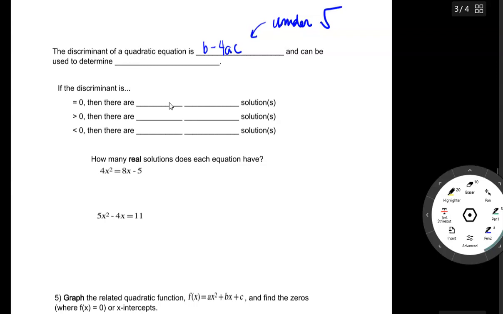That should say under the square root in the quadratic formula. You can write that all out with the stylus. It's a little tricky. Okay. And it can be used to determine the number and the kind of zeros.